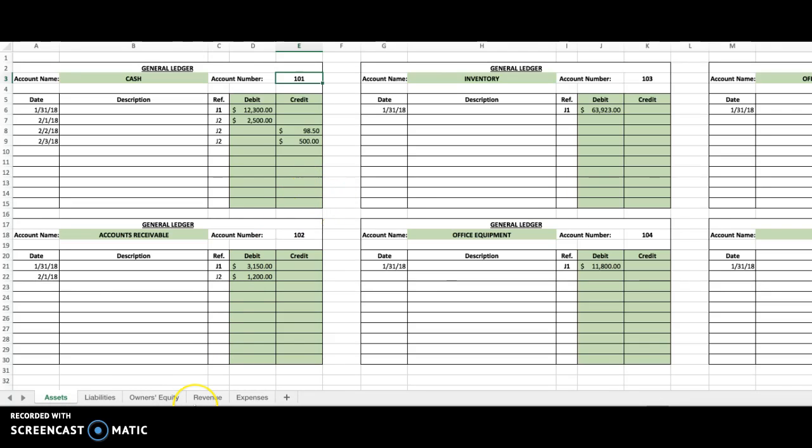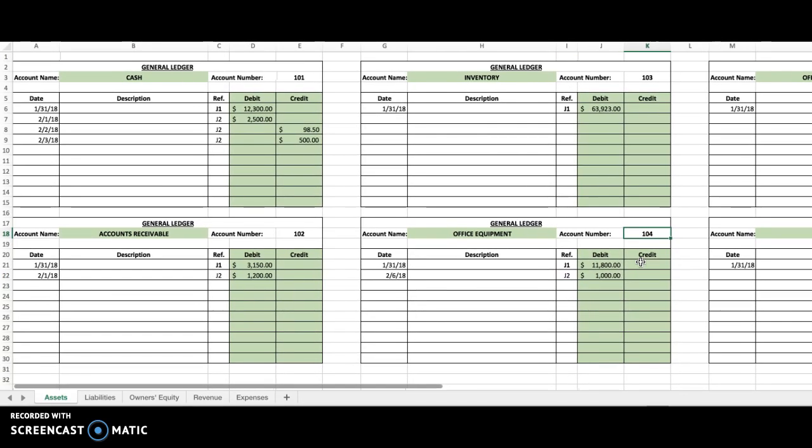February 6th, we debited office equipment. This is also an asset over here, and it is debited. The date, February 6th. Debited by 1,000. And the reference is J2. And this account number is 104. That would go back into the journal on the same line as office equipment. So now we have more office equipment. We can see 2 debits, both increases, and we have more money tied up in office equipment.